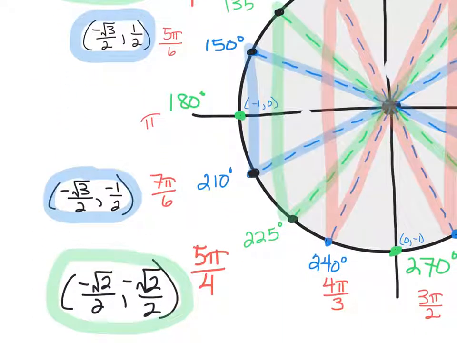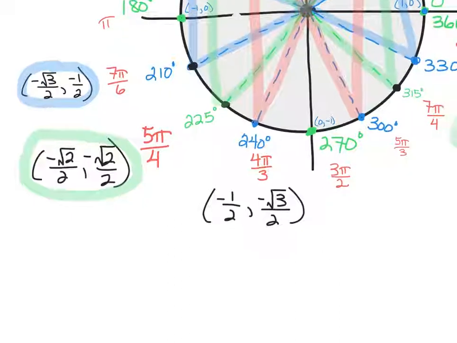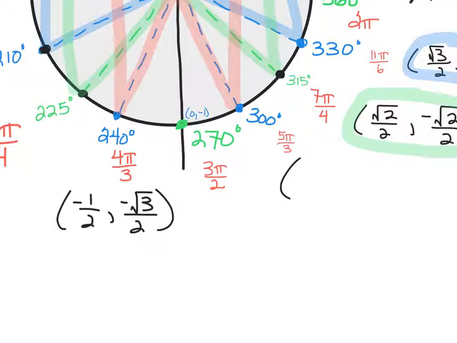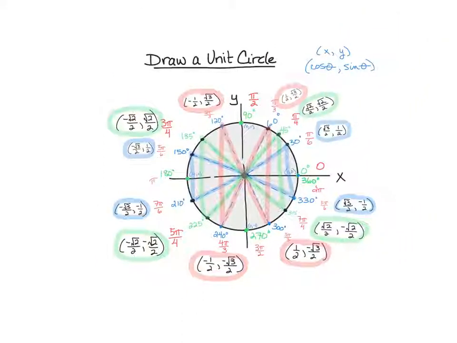In the third quadrant, both are going to be negative, so it's going to be negative 1/2 and negative radical 3 over 2. And in the fourth quadrant, the 300-degree angle is going to be positive 1/2 and negative radical 3 over 2. And those are the 4 points that have a reference angle of 60 degrees. And there you have your fully labeled unit circle.